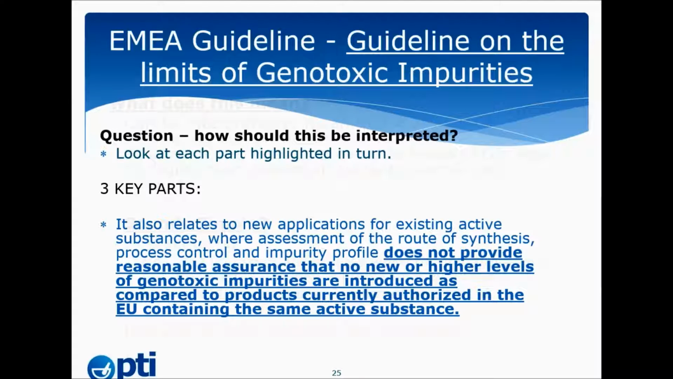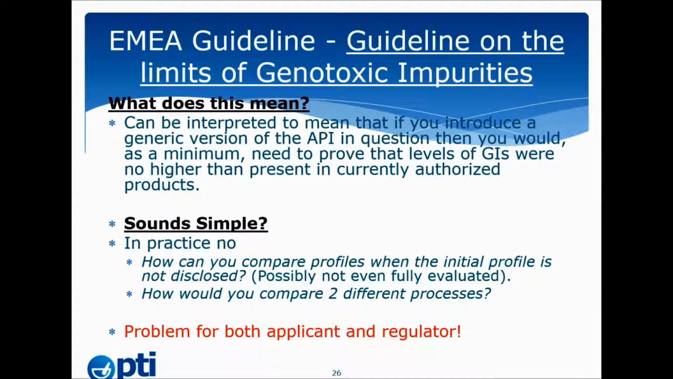What does that mean? Well, it could be interpreted to mean that to introduce a new version of that API, what you would have to do as a minimum is prove that the levels of any genotoxic impurities within it were no higher than those present in the currently authorized product. Sounds simple, but what about in practice? Can you do it in practice? Well, actually no, it's extremely difficult to do this.